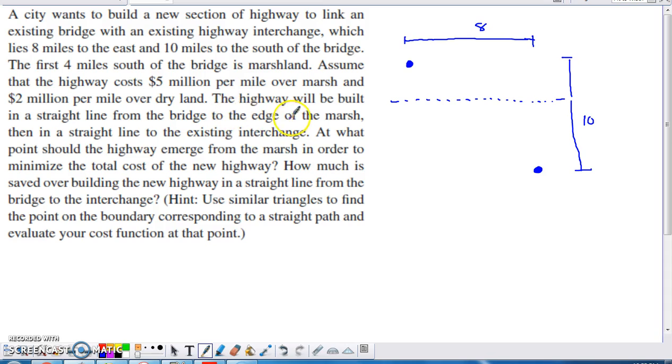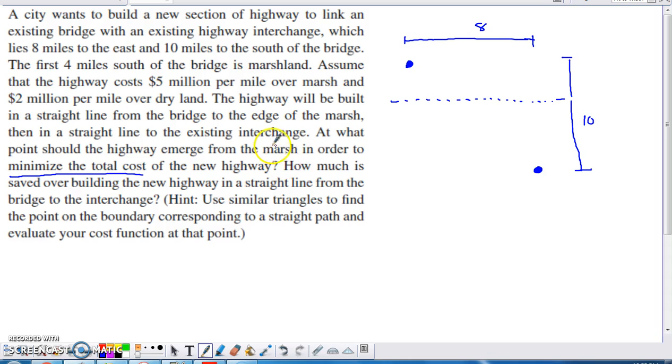We're going to build the highway in a straight line from the bridge to the edge of the marsh, and then another straight line from the edge of the marsh the rest of the way to the interchange. At what point should the highway emerge from the marsh in order to minimize the total cost of the highway?